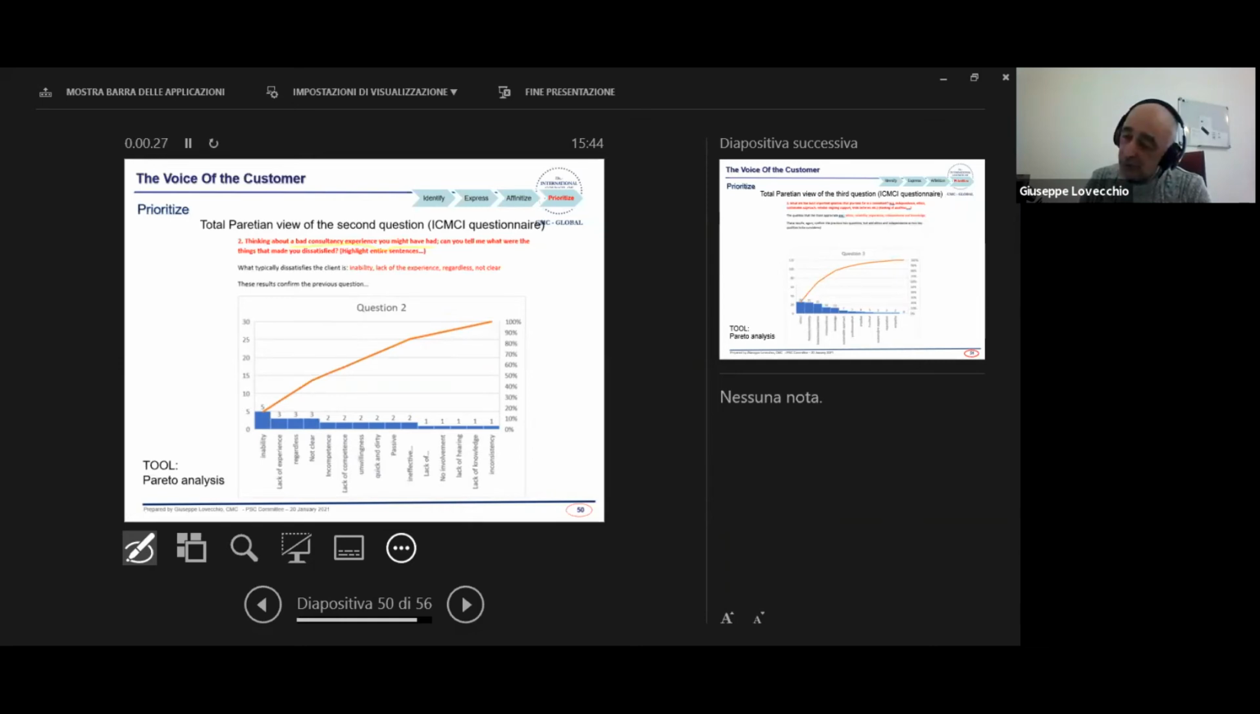So you see the first term that we captured: inability, lack of experience, exactly the contrary. So not regard of your customer, indifferent, not clarity, incompetence, so lack of competence, and so on. So if you are not capable, if you're not able to do the promised job, this is at the top. We have discarded.